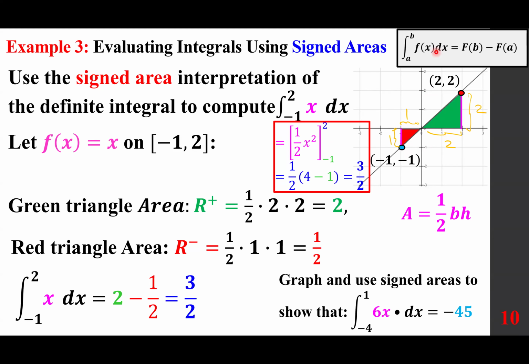What I'd like you to do is to graph and use signed areas to show that the integral from -4 to 1 of 6x dx is -45. I'm giving you the answer. I want you to do it two ways, just the way we did here with the graph, as well as how we did it with the definite integral. Do them both ways, and you'll be very comfortable after doing that with this concept that was mentioned here.